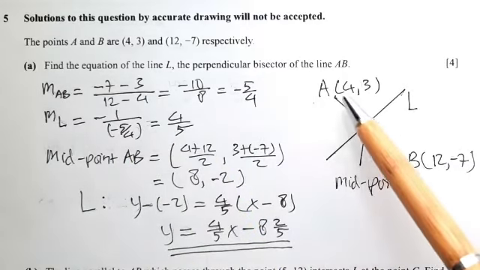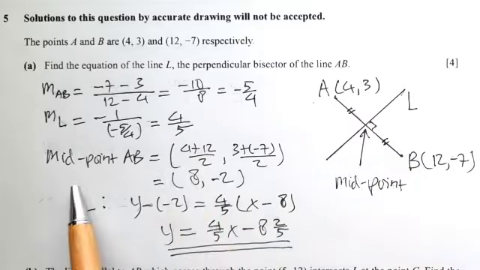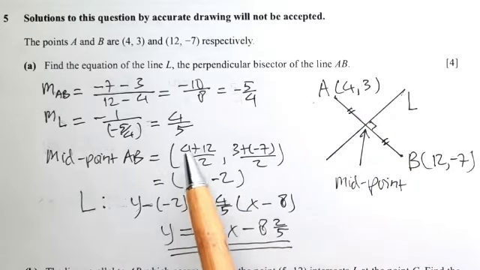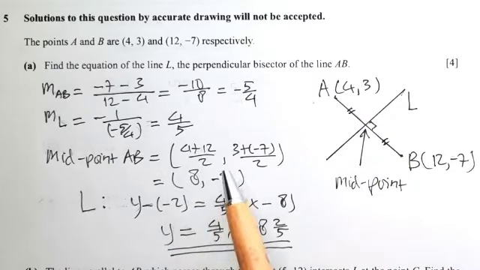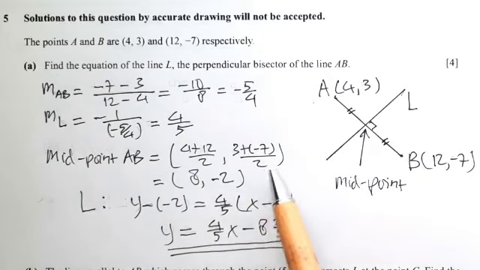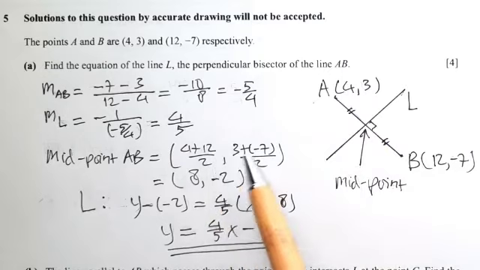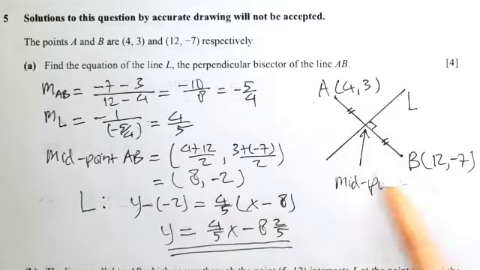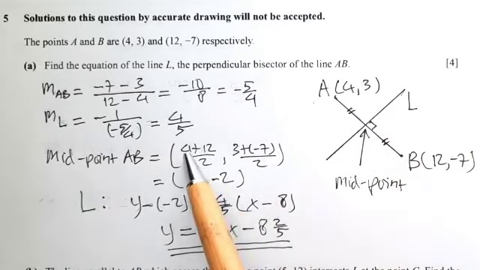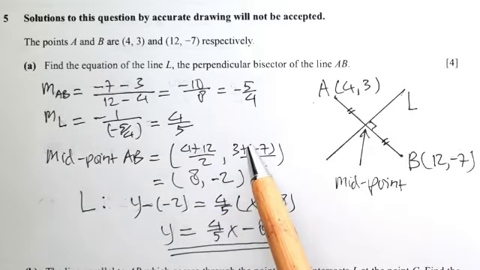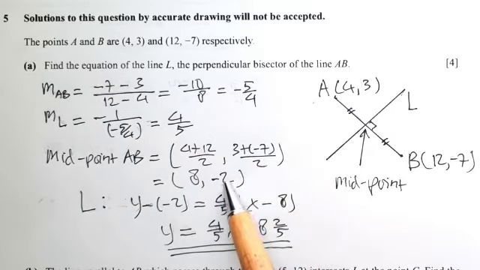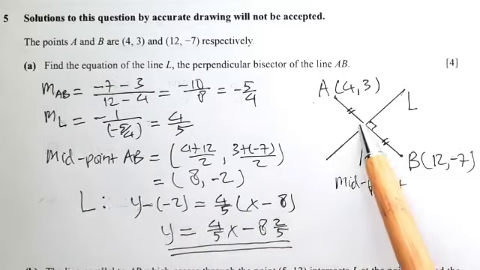Now the midpoint of point A and B is ((x1 plus x2) divided by 2, (y1 plus y2) divided by 2). Thus for x, 4 plus 12 divided by 2, and for y, 3 plus minus 7 divided by 2. Thus 16 divided by 2 is 8, and then minus 4 divided by 2 is minus 2. Thus the coordinate of this midpoint is (8, -2).